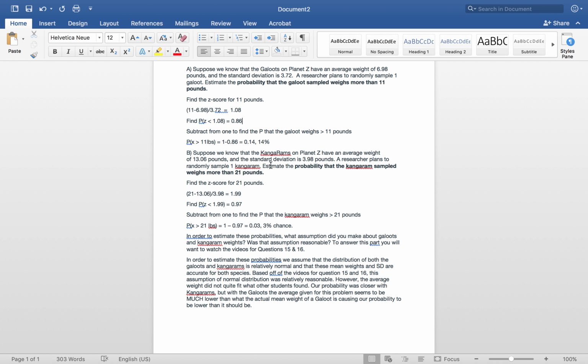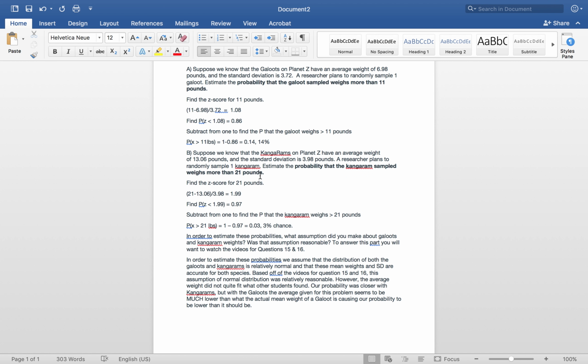Now we're going to go through the same process for the next problem, which is over kangaroos. We're saying that they have an average weight of 13.06 pounds and that their standard deviation is 3.98. We want to find the probability that the kangaroo sampled will weigh more than 21 pounds. So we want to find the Z-score for 21 pounds. We'll take 21 pounds minus the mean weight, which is 13.06, and divide that total by 3.98, which is the standard deviation. This is going to give us a Z-score of 1.99.